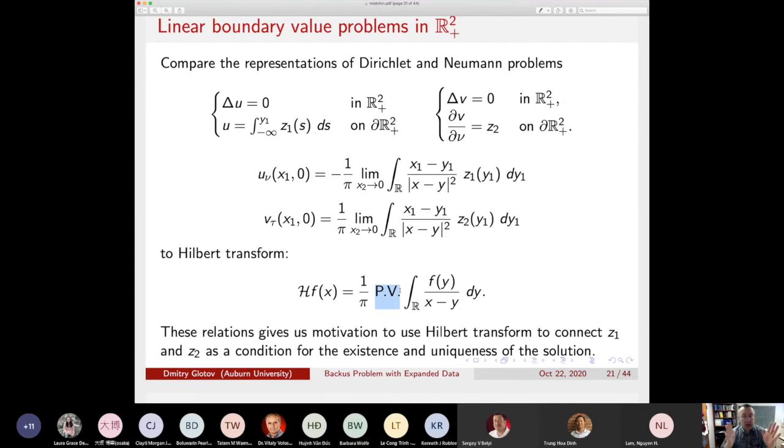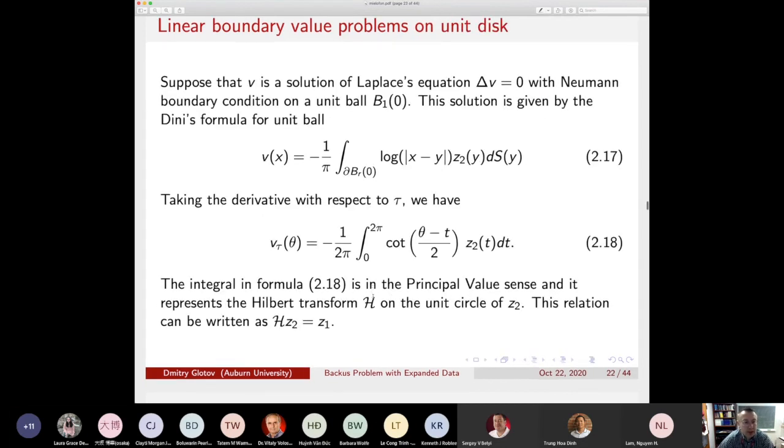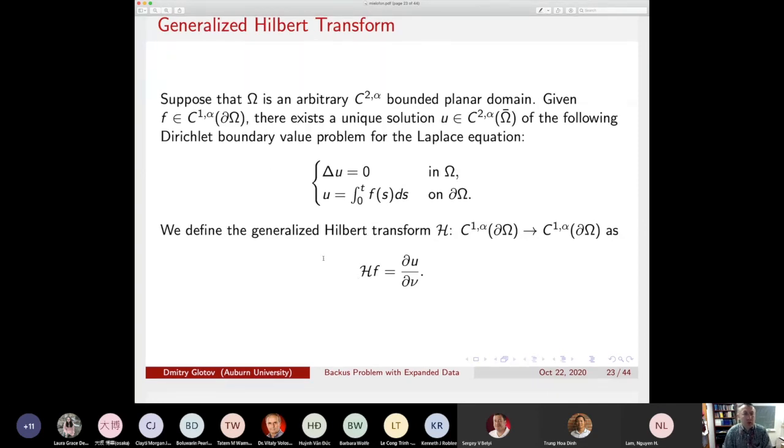So we essentially look at the limit as some parameter epsilon goes to zero, and we integrate this function outside of the interval of length 2 epsilon around the point x. This is a powerful notion which allows us to connect the solutions of the two equations that we had. And to generalize this notion, we'll introduce the concept of the generalized Hilbert transform. We essentially define the Hilbert transform by integrating the given function f on the boundary and solving the corresponding Dirichlet problem.